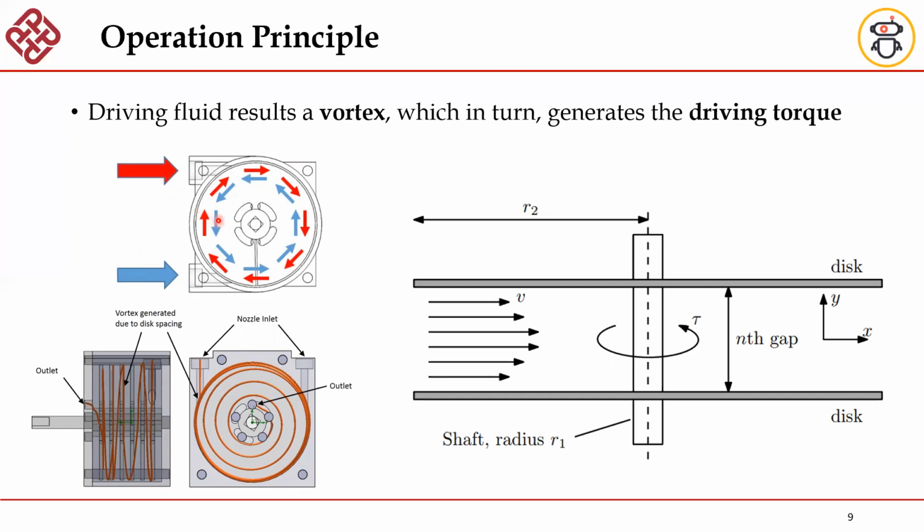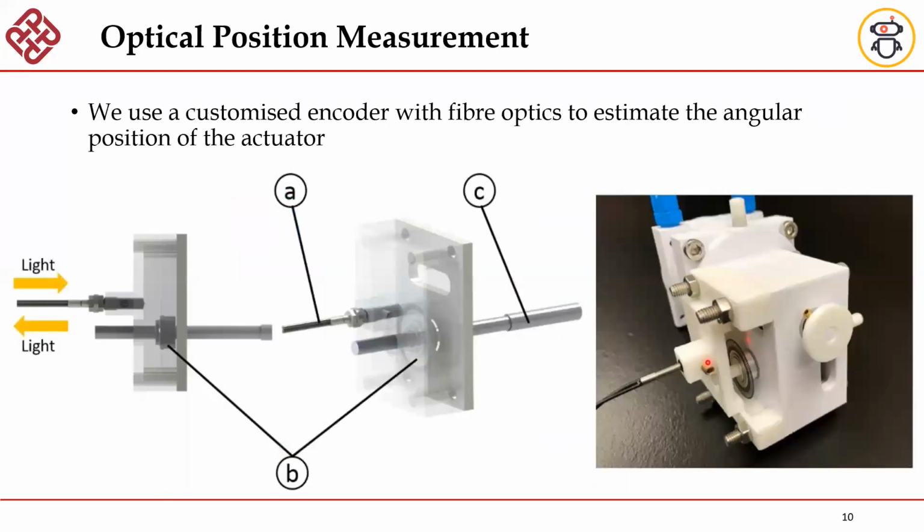So in this motor we have several discs, denoted here in this design, and the pressurized air will generate some vortex inside this chamber, and the vortex and its interaction with the discs will generate some torque. So this is the very basic principle of how this turbine works.